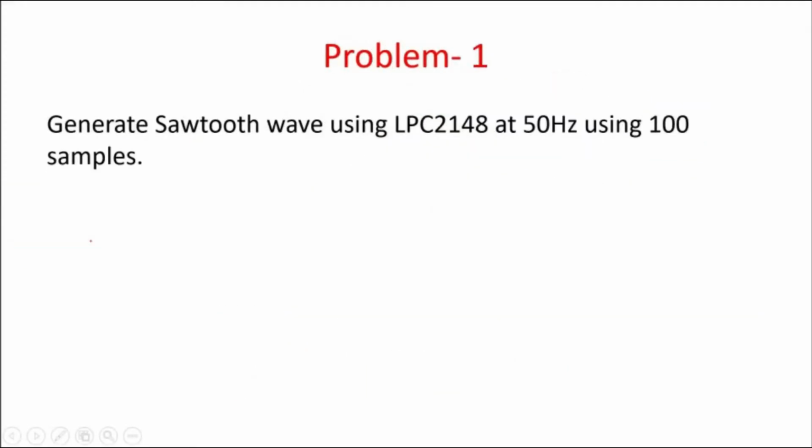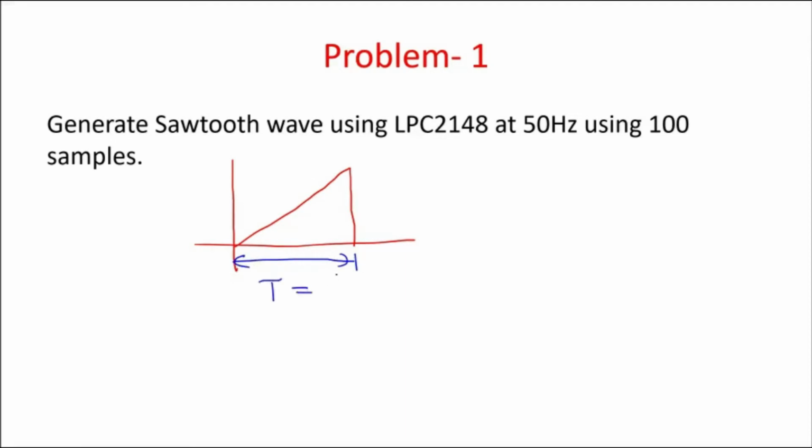Generate a sawtooth wave using LPC 2148 at 50 Hertz using 100 samples. So your sawtooth waveform will look like this. Okay, so this is my sawtooth waveform. This is one full cycle. Let us do one full cycle so that it is repeated for the rest of the cycles. So this time period T is equal to 1 by f, which is 1 by 50 hertz. 1 by 50 hertz is 20 milliseconds. So this time period, whatever we are putting here, is 20 milliseconds.